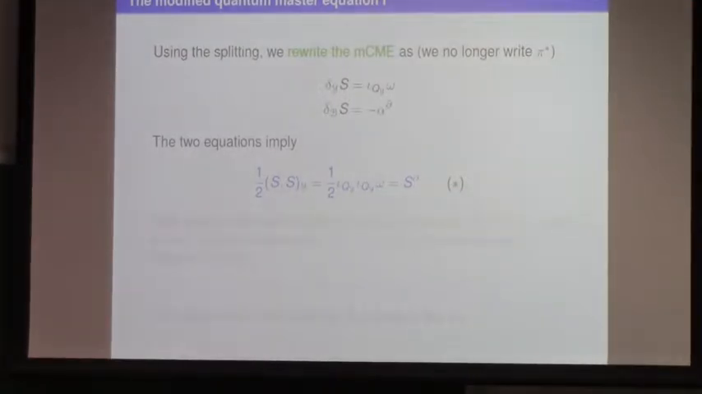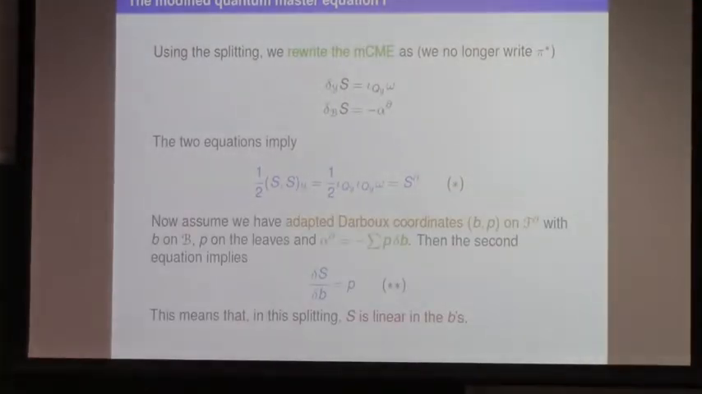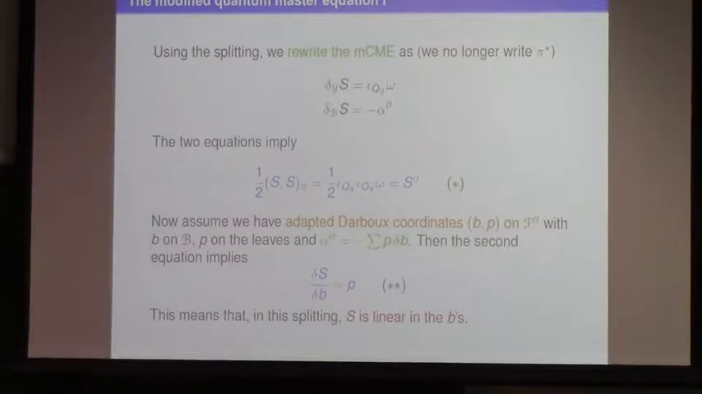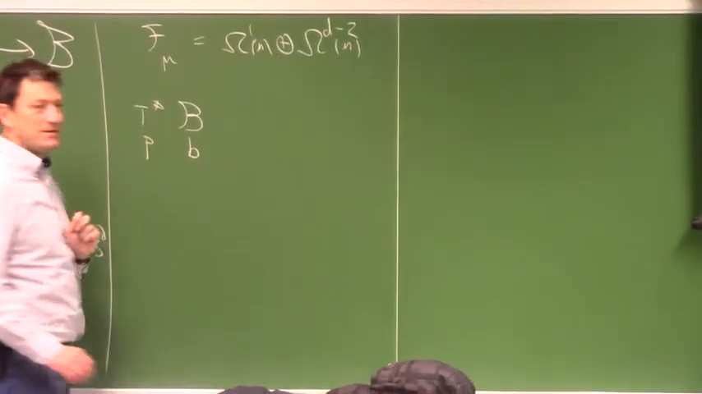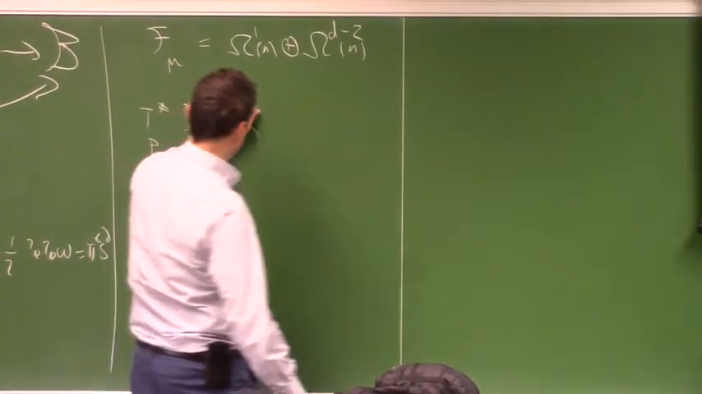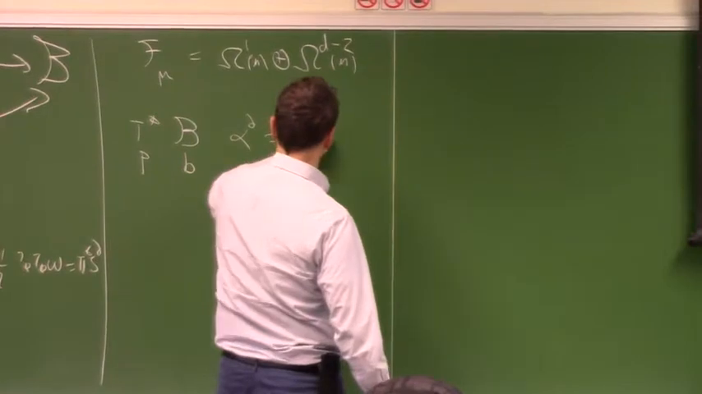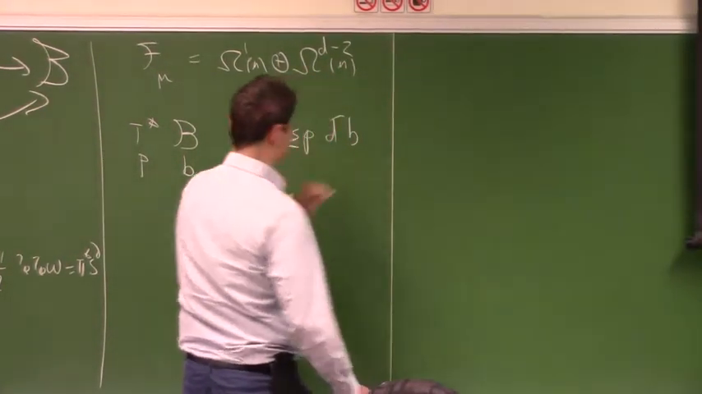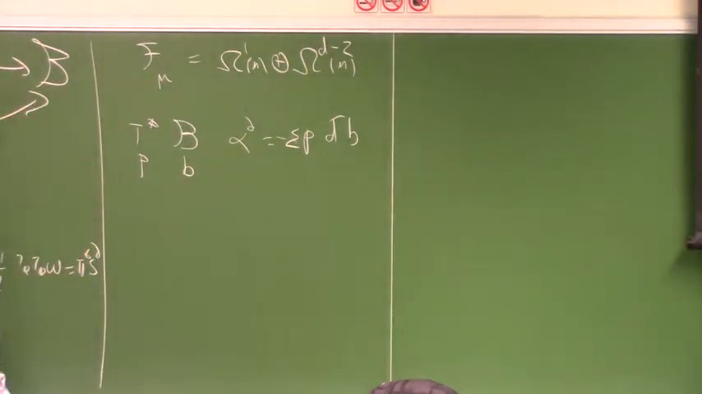Now, let me use the second equation, and for simplicity, let me assume that I've chosen Darboux coordinates. So I will call, here in the cotangent bundle, B the base coordinate and P the fiber coordinate, and assume that I have my F in the form minus P dB, the canonical form for this cotangent bundle.